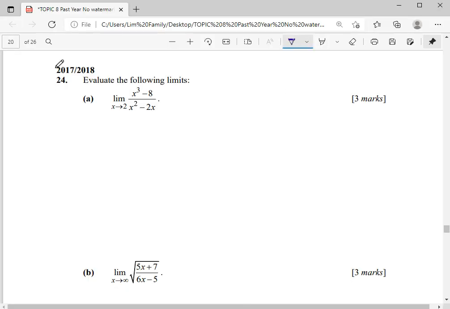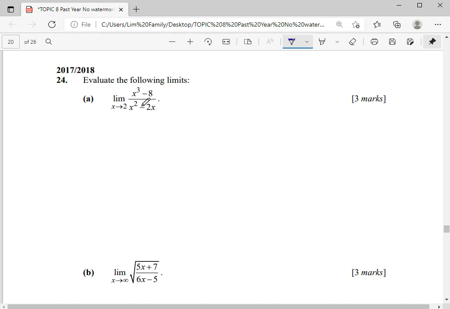So we go for question 24. Evaluate the following limit. So this is a concept involving limit at a point. For question B, this involves the concept of limit at infinity. So every time we want to do our limit, our first step is to substitute first.